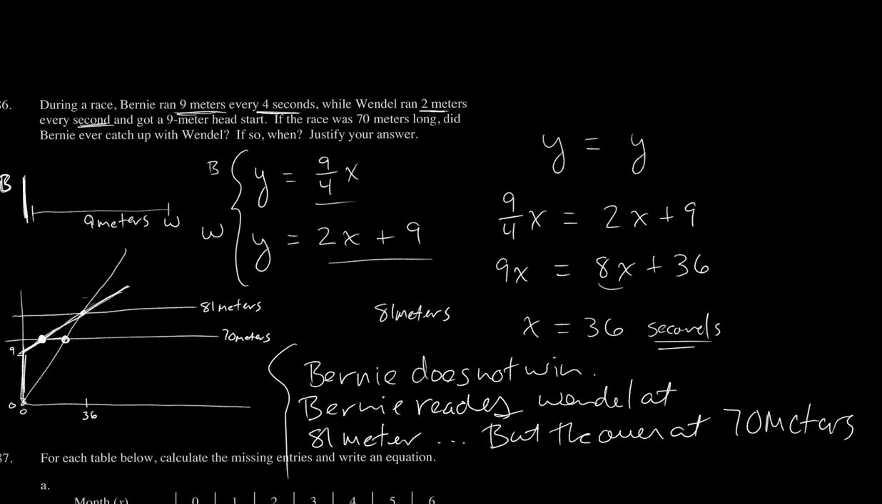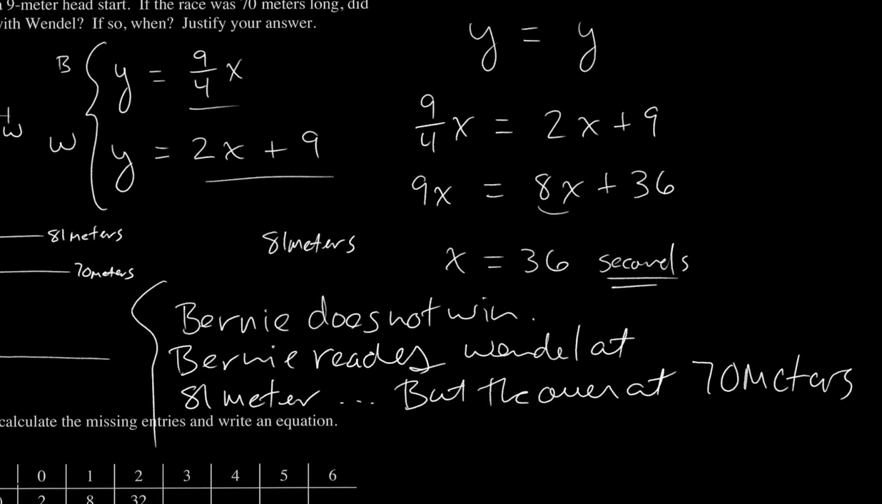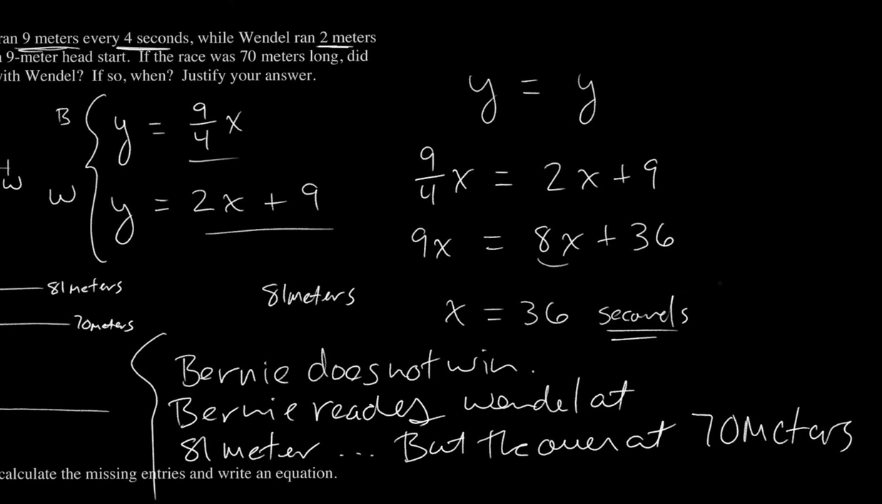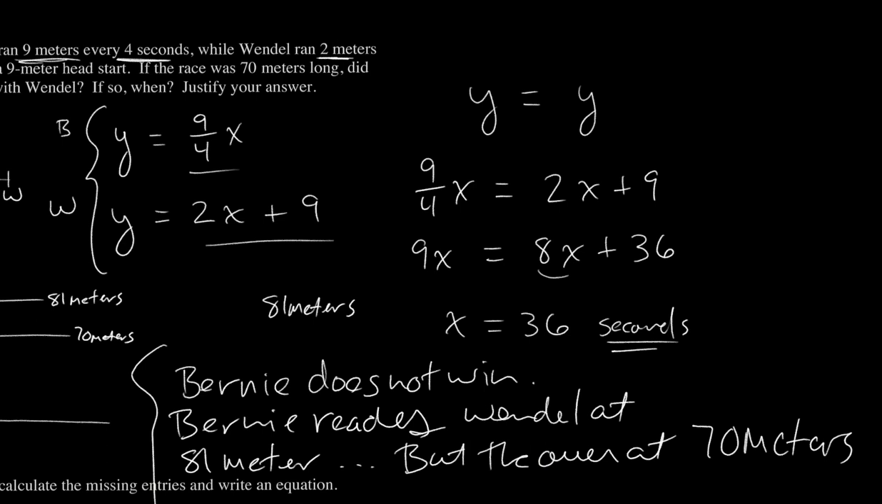So again, taking this verbal representation, I came up with a system of equations, and I was able to figure out that they meet at 36 seconds, which is 81 meters from the start, but the race finished at 70 meters. So Bernie does not win, Wendell wins.